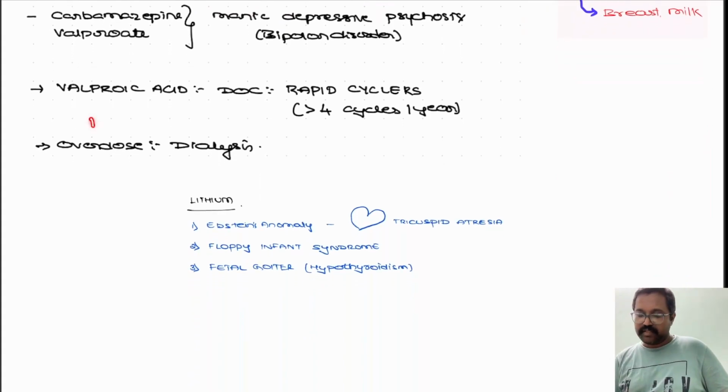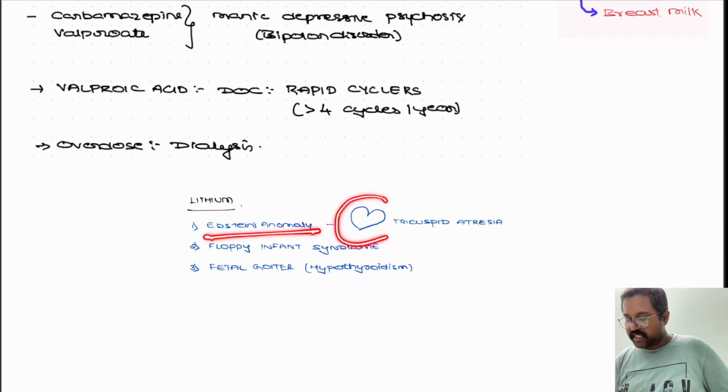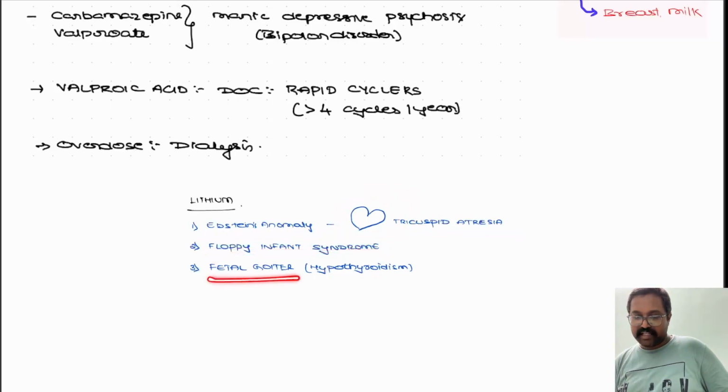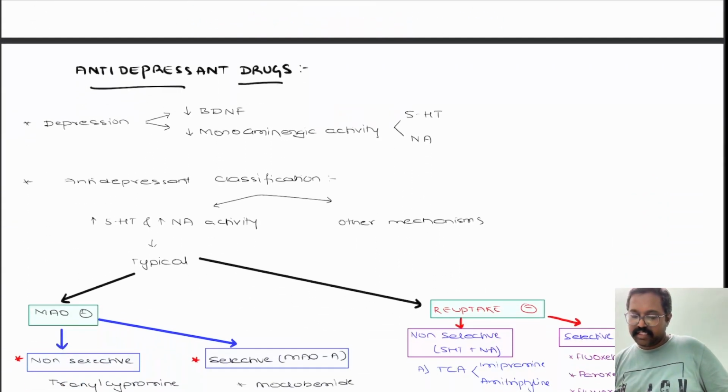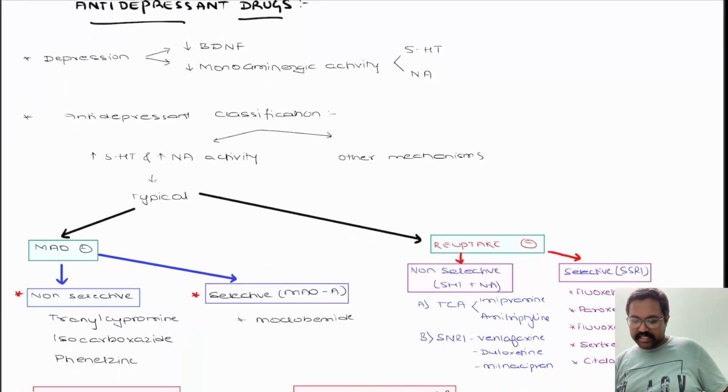So in overdose, that is more than 4 milliequivalent, you go for dialysis. Lithium can cause Ebstein's anomaly, where the heart is especially affected, that is tricuspid atresia. It can cause floppy infant syndrome when taken by the mother. It can cause fetal goiter, that is congenital hypothyroidism. Next, coming to the antidepressant drugs.